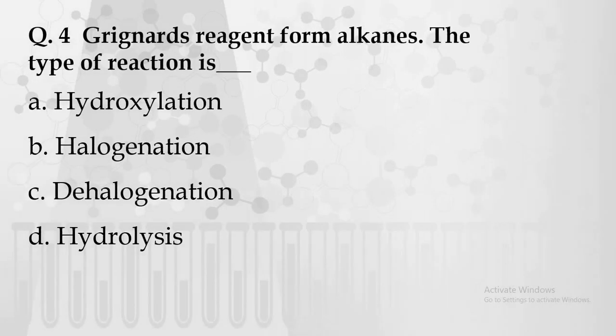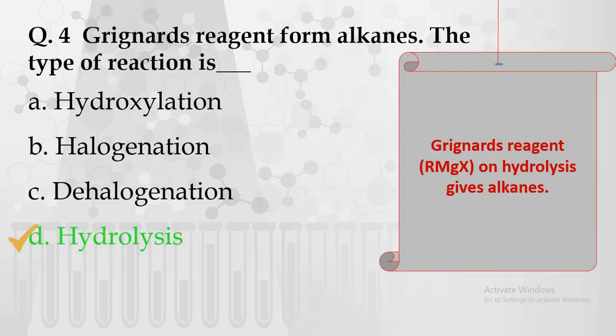Next question, question number 4. Grignard's reagent forms alkanes. The type of reaction is, options are A. Hydroxylation reaction, B. Halogenation, C. Dehalogenation, D. Hydrolysis. The correct answer is hydrolysis, because Grignard's reagents are highly reactive. They on hydrolysis give alkanes.